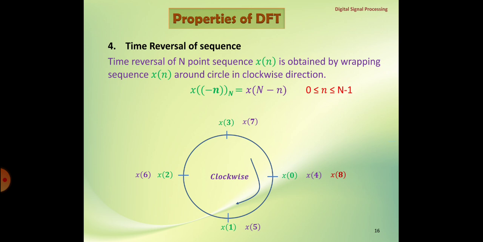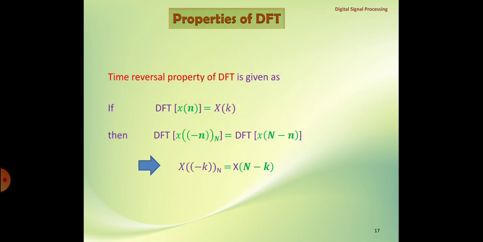So the figure represents that we are arranging sequence x of n in clockwise direction. So x of 0, x of 1, x of 2, x of 3, we have wrapped these values around a circle in clockwise direction. So the time reversal property of DFT is given as: if DFT of x of n is X of k, then DFT of x of minus n modulo N, which is x of N minus n, will be X of minus k modulo N, which is X of N minus k.